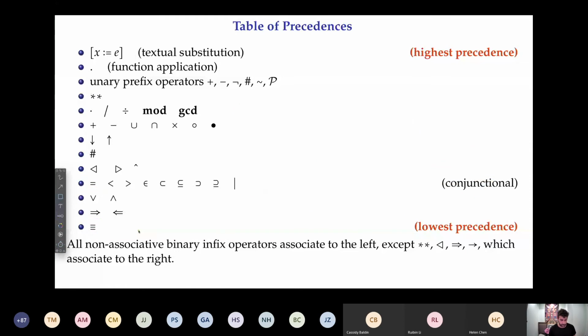And again, this is also covered in the abridged lecture notes and in the book. This table of precedence is taken from the book.